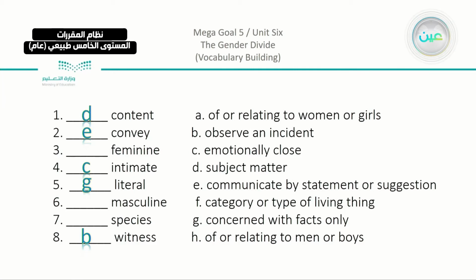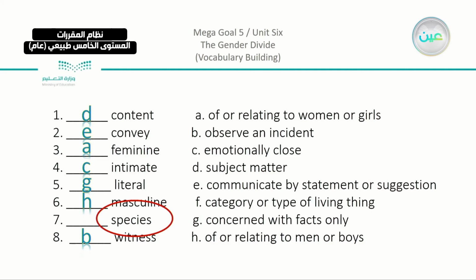We have here the word, first one, A, of or relating to women or girls is going to be, of course, A with number 3, feminine. And H, which is relating to men or boys, is going to be with 6, which is masculine. Which leaves us with the last word, species here. Now, species is going to be, of course, with category or type of living thing.